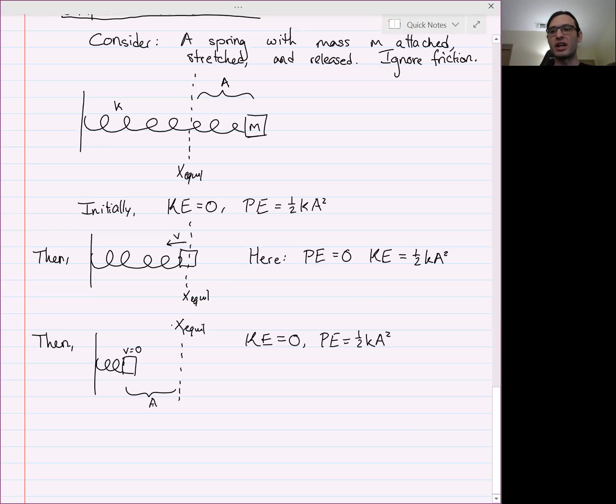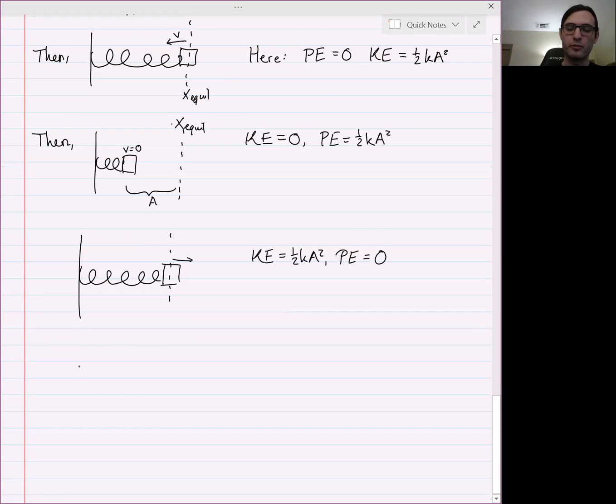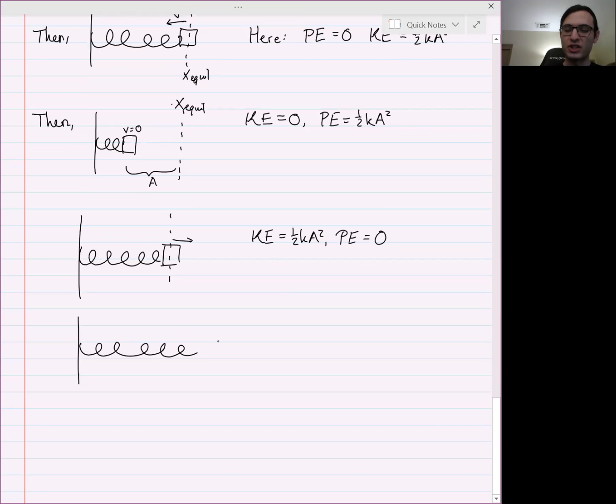By the way, I know I've done this sort of thing before, but I'm going over it again because it's been a while and because it's a good precursor to what we're going to talk about. Then it just continues. It goes back to equilibrium, this time moving to the left, and the kinetic energy is again 1/2 k A squared while the potential energy is 0. Then it goes back to where it started, stretched out by amount A and stopped. The kinetic energy is 0 because it's stopped, and the potential energy is back to where it started.